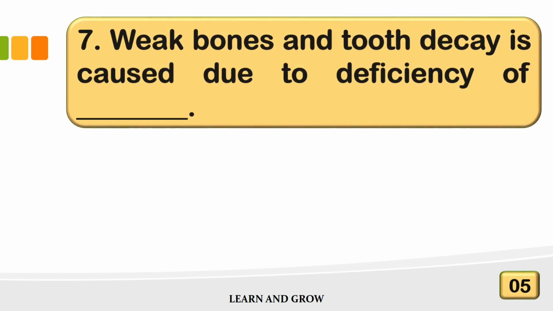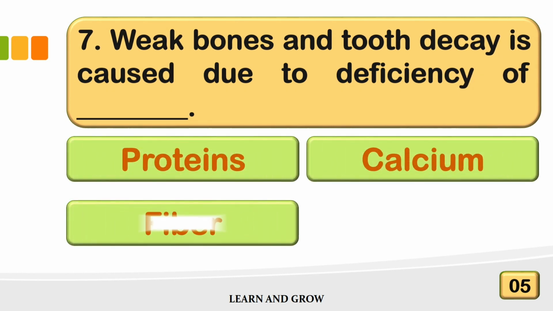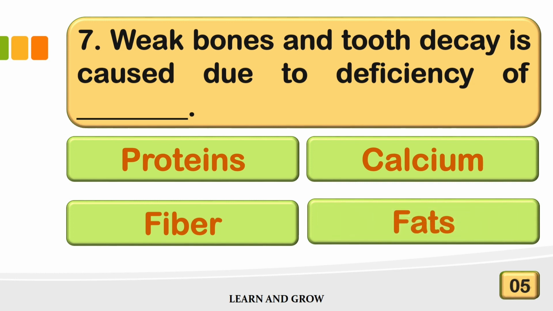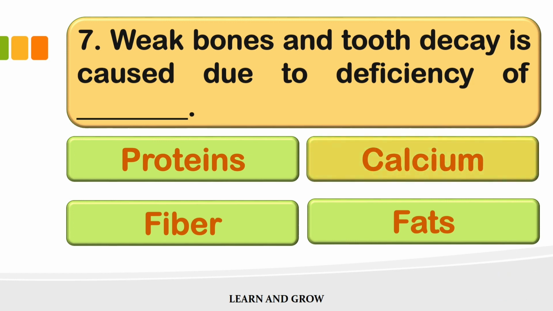Weak bones and tooth decay is caused due to deficiency of option A, proteins, B, calcium, C, fiber or D, fats. The right answer is calcium.